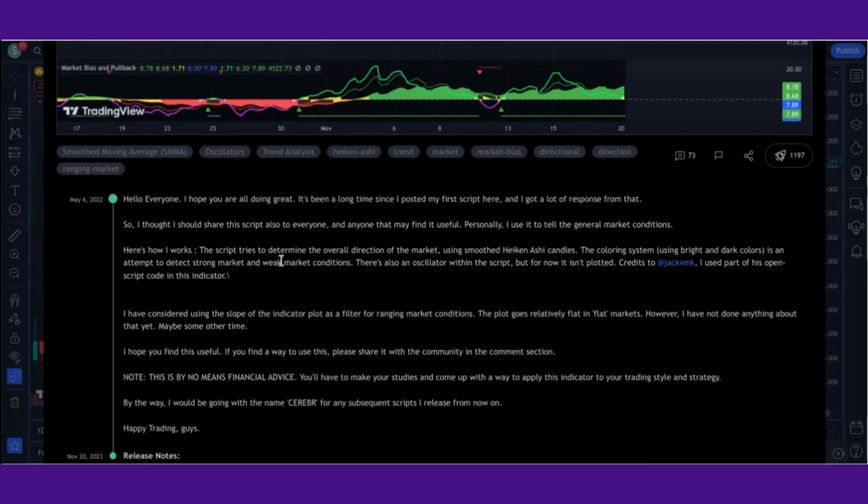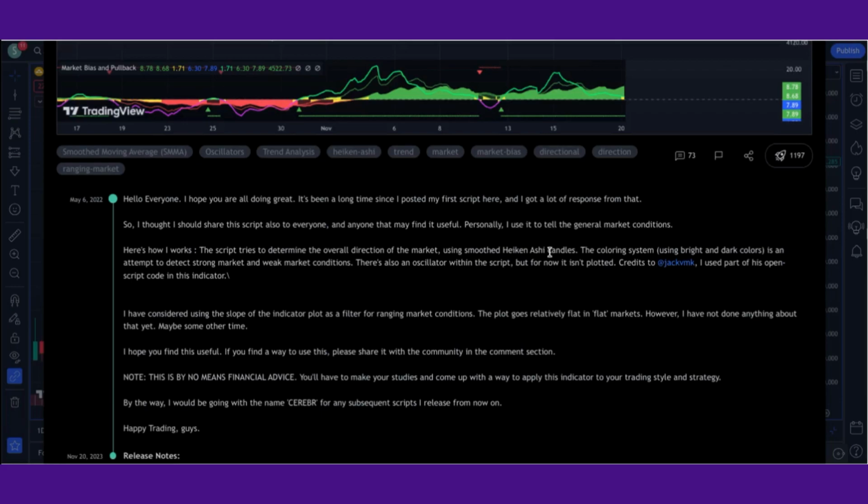So it said this script tries to determine overall direction of the market using smooth Heikin-Ashi candles. So that was a key to me. That's why I call it a Heikin-Ashi HA market bias, because it's based on Heikin-Ashi candles, and I love it. They're smoothed out, and it just gives me the trend a lot better. You guys know how Heikin-Ashi candles provide a good visual of the trend, and so it takes out a lot of the chop, and I like that. So this is a great indicator.